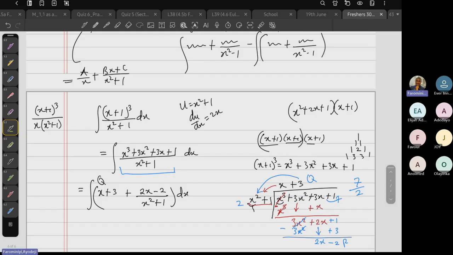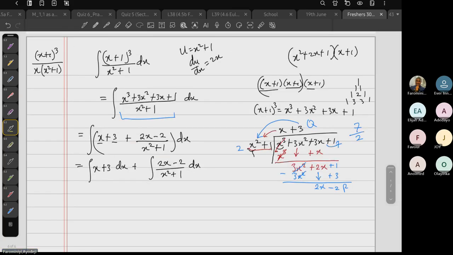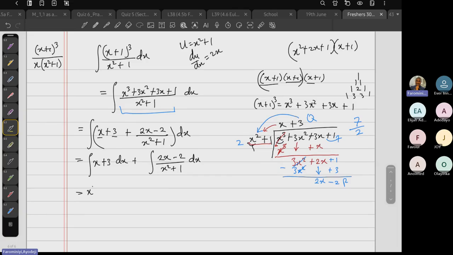Now, when it is in this format, it is easier to deal with because we know the integral of x, we know the integral of 3. As a matter of fact, if I write it as the integral of x plus 3 dx plus, I'm tempted to factor out the 2 there, but let me still write it this way, the integral of 2x minus 2 over x squared plus 1 dx. Of course, we know that the integral of x is x squared over 2. And the integral of 3 is 3x.